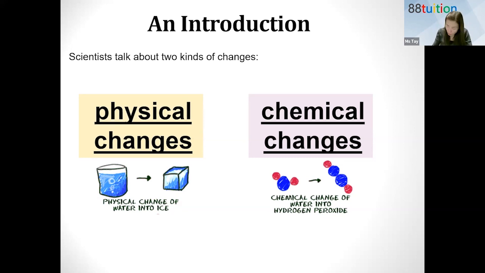For chemical changes, look at this one. This is water molecule. Water molecule looks like Mickey Mouse kind of shape. Then it is changing into hydrogen peroxide. Totally different now. Water is water, hydrogen peroxide is hydrogen peroxide. They are not the same. So this is where a new product is formed. The new product is hydrogen peroxide.